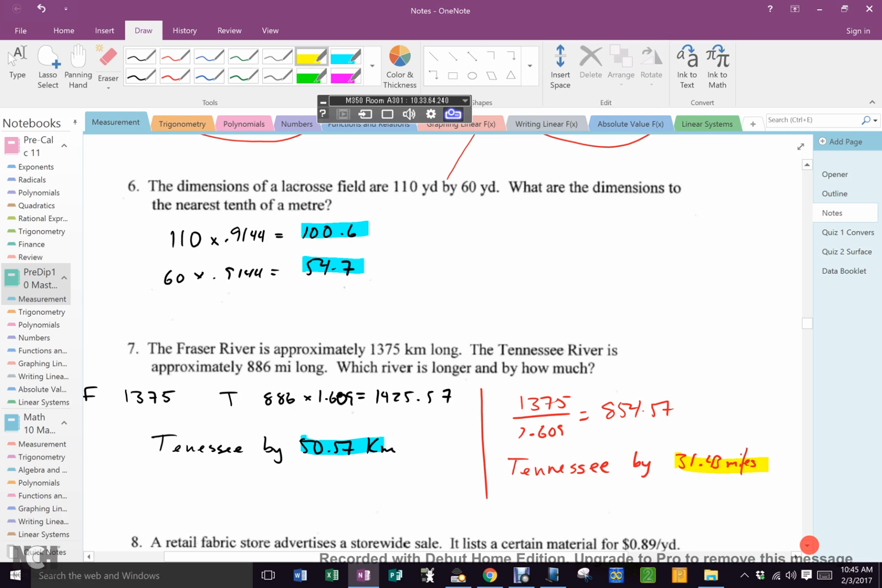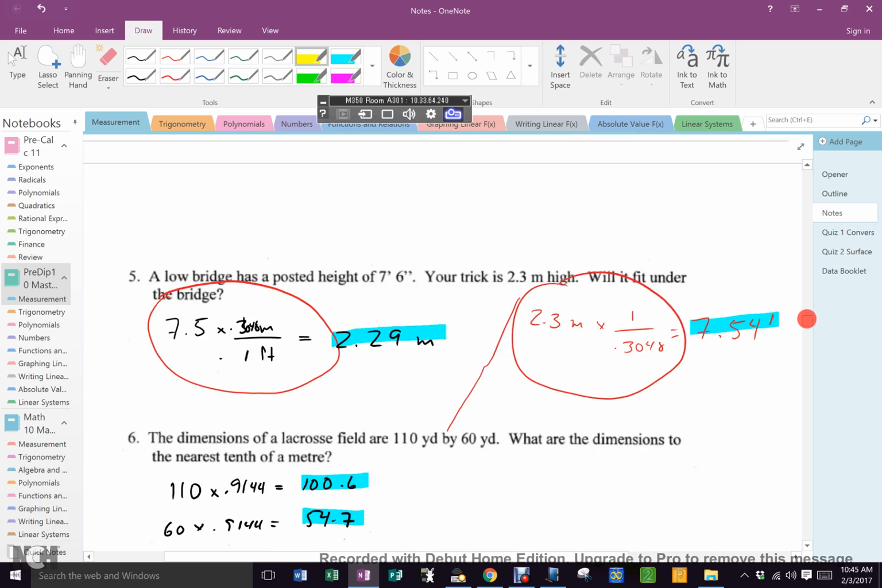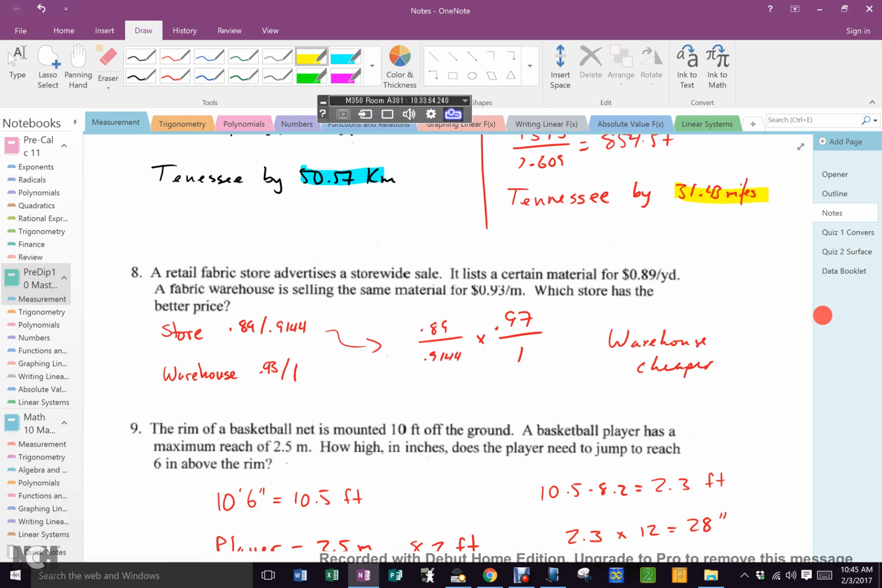Because it involves price, right? You're comparing prices of 2 different units, yes? So you have to make the units the same, yeah? So what I did was I took the store which was selling it by the yard, right? And 89 cents for a yard is 0.9144 of a meter. So it's 89 cents for 0.9144 of a meter, right?